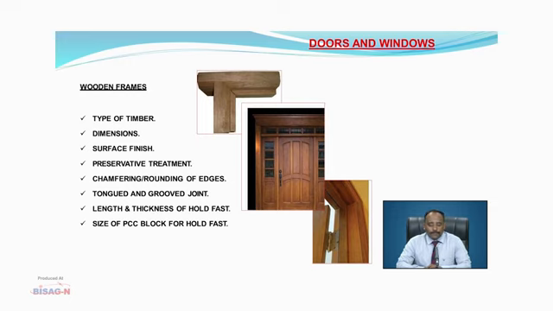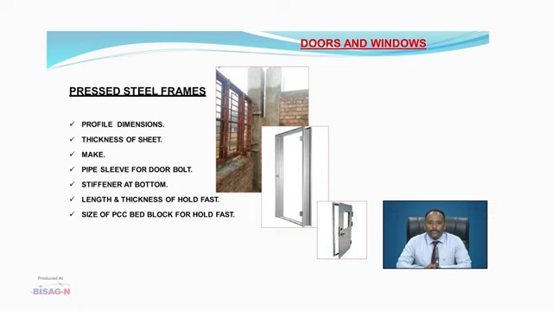For pressed steel frames being used, the profile dimensions have to be checked as per the drawings available in the contract. Also, the thickness of the sheet being used, the manufacturer, and various test certificates required for approval of these samples have to be checked. Also, the availability of pipe sleeve for door bolt and stiffener at the bottom. The length and thickness of the holdfast and the make and material of the holdfast need to be checked.